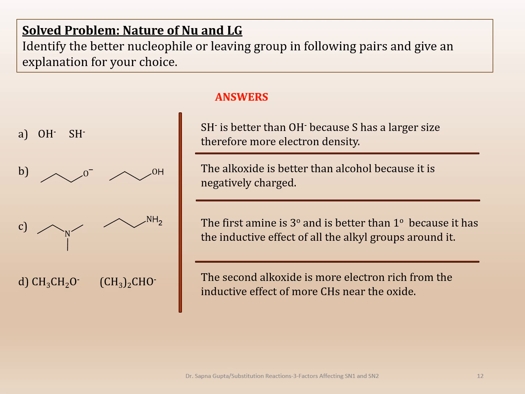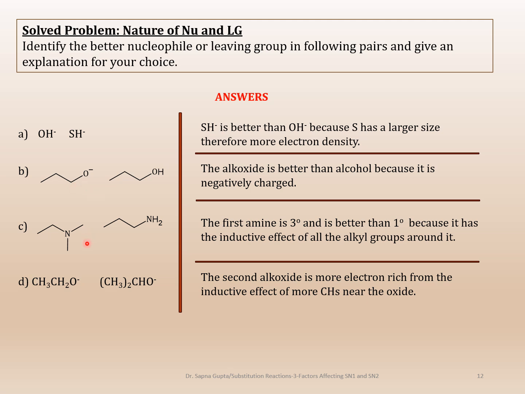So here is a solved problem for leaving groups and whatnot. Identify the better nucleophile or leaving group in the following pair and give an explanation for your choice. So OH minus and SH minus. You're comparing them as nucleophiles, so SH minus is going to be better because it is larger in size. In these two cases here, we're looking at an oxide and an alcohol. Oxide is better because it is negatively charged.